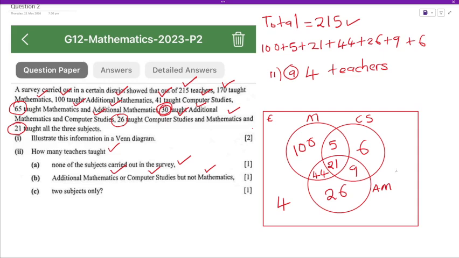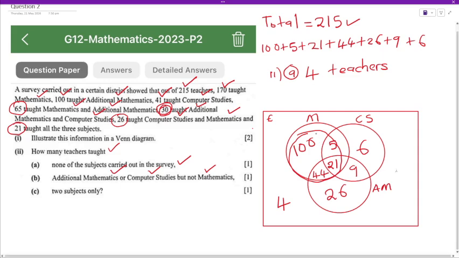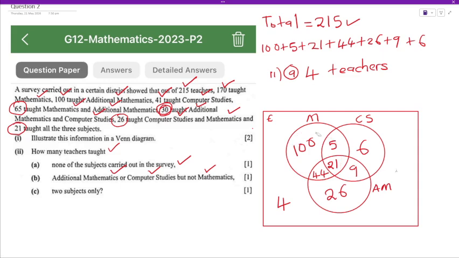So in other words, it's more like math complement, except what is inside math. So inside math we have these guys here. Okay, so now we need to exclude these guys. We add everything outside mathematics but only what is in computer studies and additional mathematics. So it's just going to be the 6 plus a 9 plus 26. That will be our answer. So don't make a mistake of adding these guys. These guys didn't teach anything. The question is specified to say additional mathematics or computer studies.